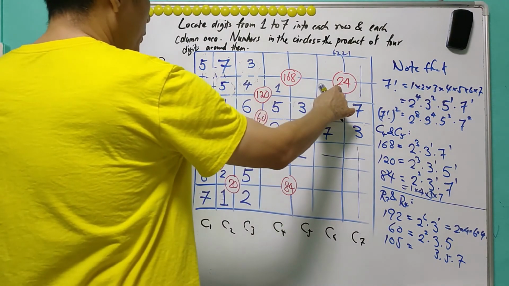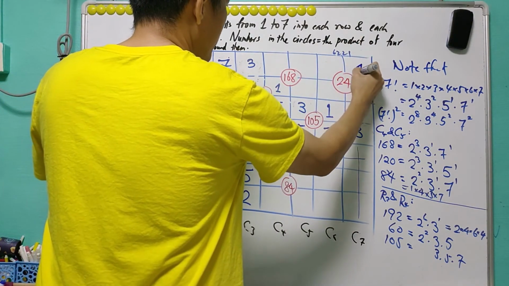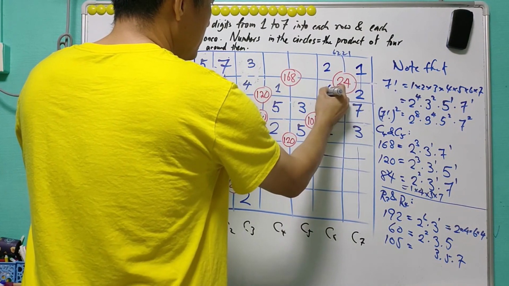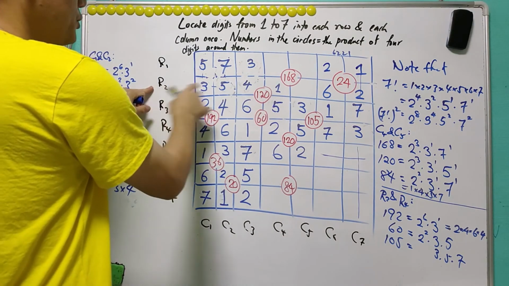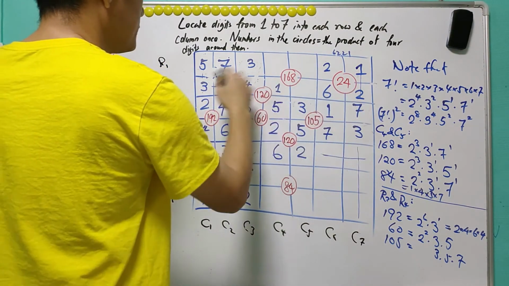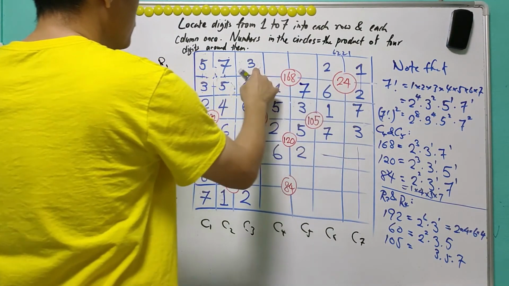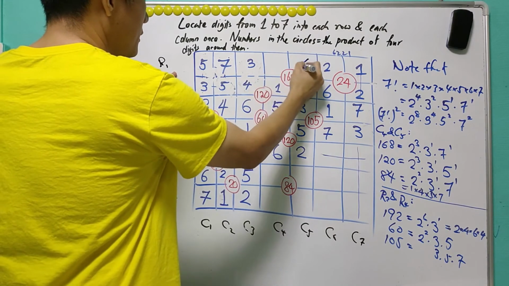And go back to this 24. 1 cannot be here, 1 cannot be here, therefore 1 is here. And this is 2, 2, and 6. So from R2, 1, 2, 3, 4, 5, 6, and 7. And this is 1, 2, 3, 4, and 6. 6 cannot be here, so 6 is here, and 4 here.